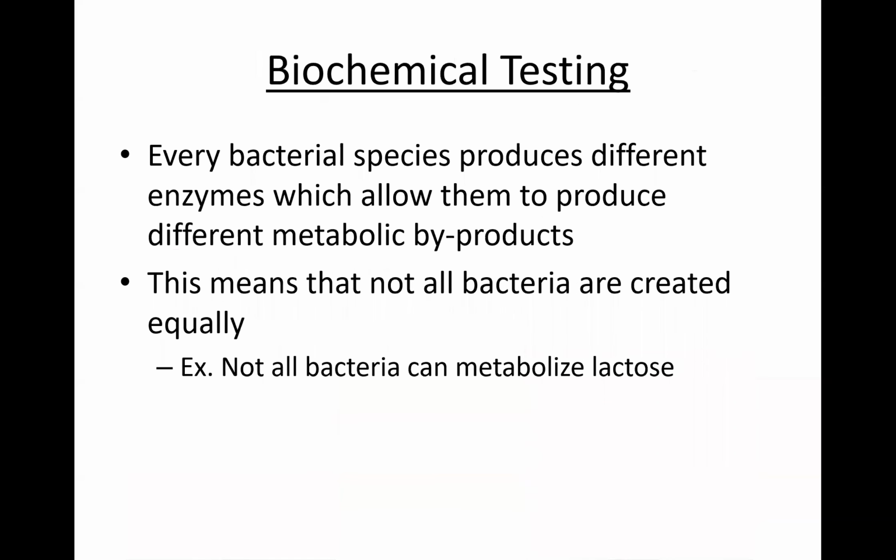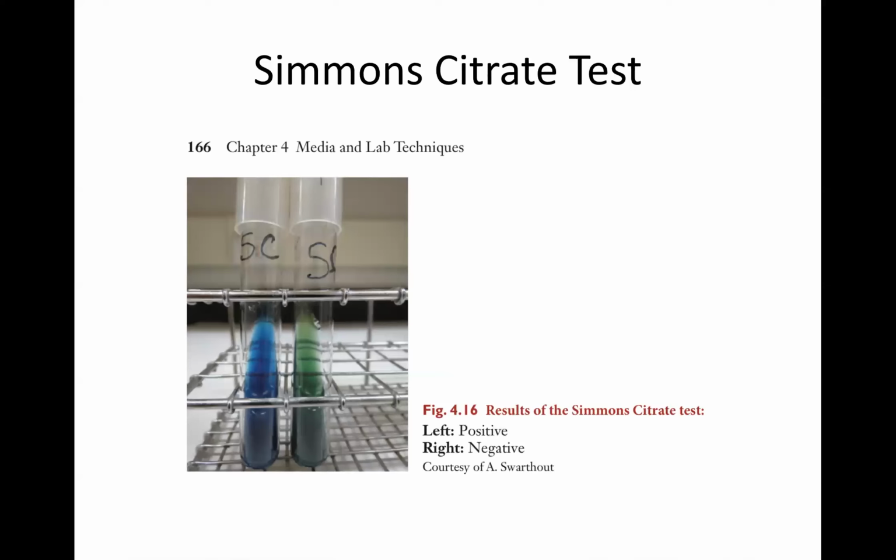And then we'll do some biochemical testing as well. So every bacterial species produces different enzymes, and these are going to allow them to produce different byproducts as well through metabolism. So that means that not all bacteria are created equally, and they don't all metabolize the same way. So for instance, not all bacteria can metabolize lactose or sucrose or dextrose. So because of that, we can do biochemical testing and have some positive controls, and we can also have some negative controls as well. For instance, like the Simmons citrate test.